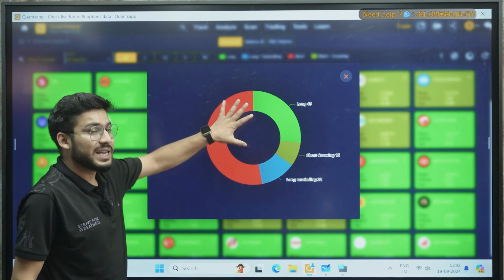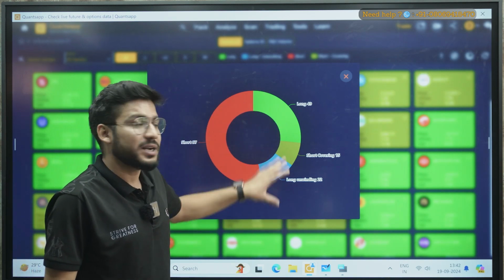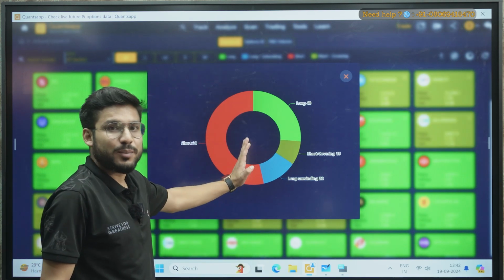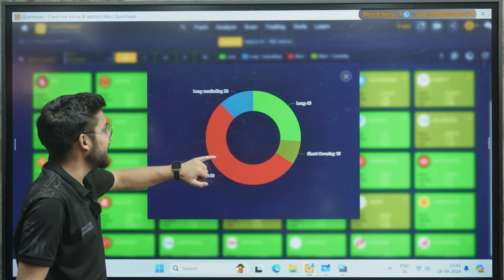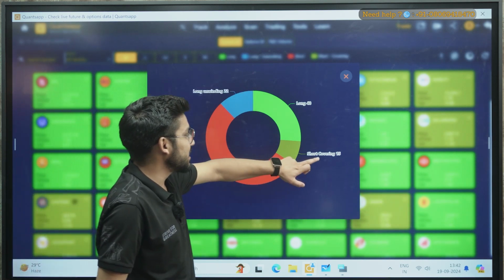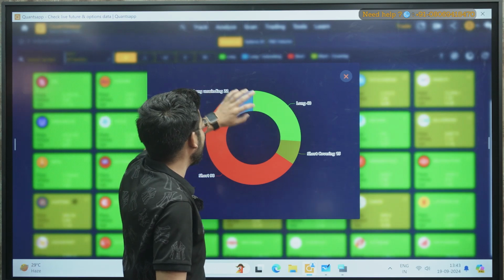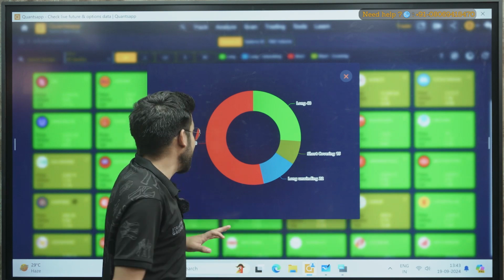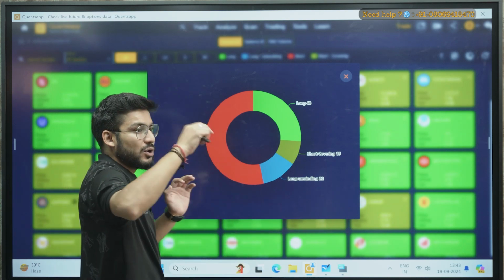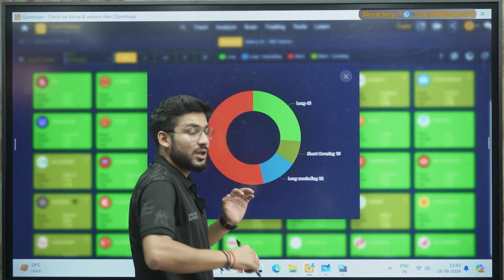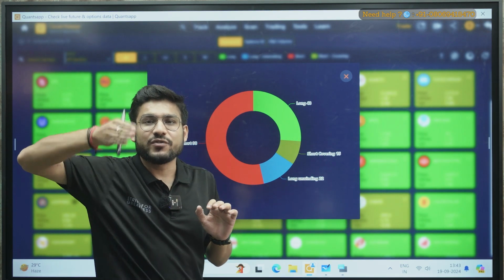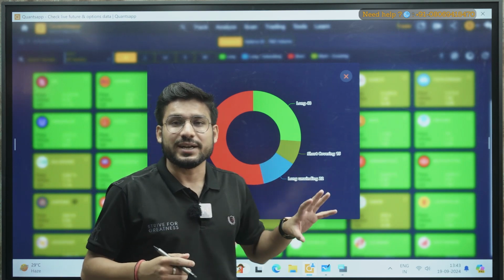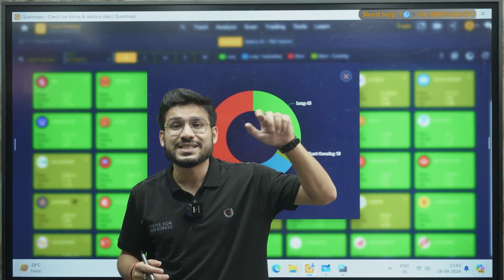Now here I can see the overall mood of the market. You can see more than 50% of the market is on the short side, the 98. Then I can see short covering is 15, long 48, and long unwinding is also giving me 22%. It means the people who went short, as well as the people who went long, are now unwinding their positions, that is also 22. So I'll go for the short side, the selling side.